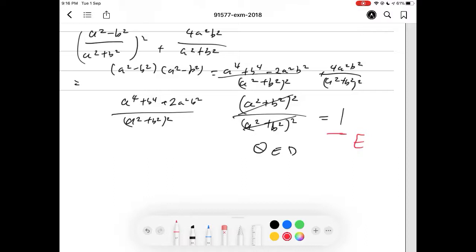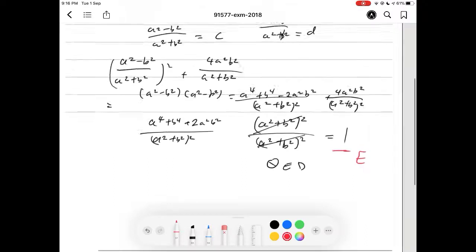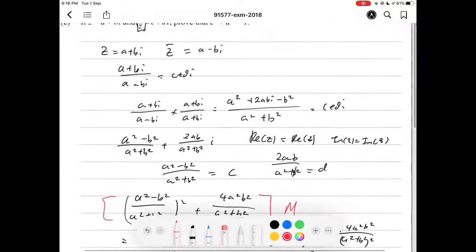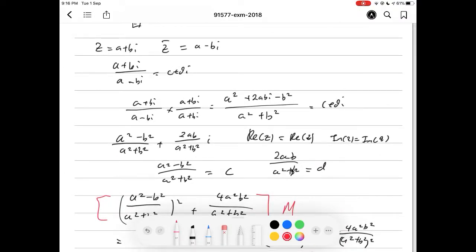To get a merit grade, you need a correct expression for c squared plus d squared and a correct expression for a squared plus b squared, that is up to here, that is a merit grade. To get an achieved grade, you need a correct expression for z over conjugate of z. So that is with the real terms, okay? So that's up to here.